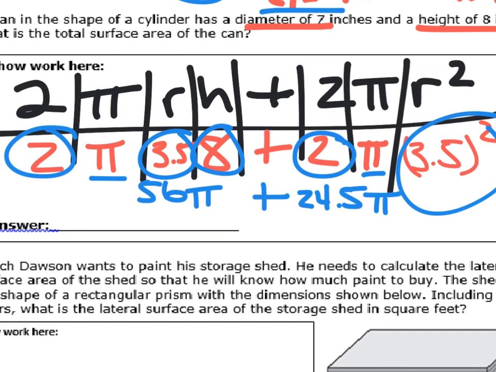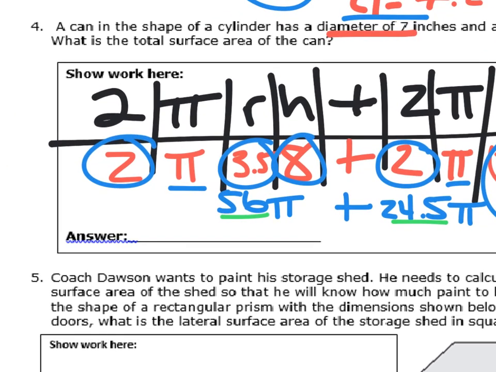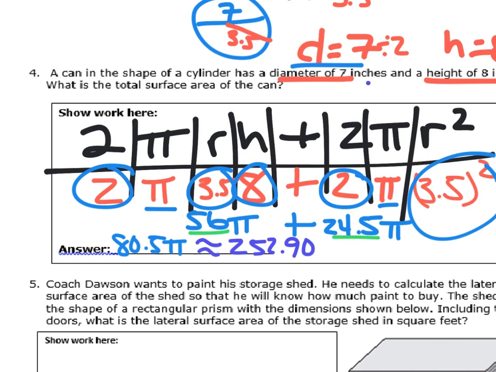56 pi plus 24.5 pi, so I'm just going to be adding these two coefficients, 56 plus 24.5, and I end up with 80.5 pi, because I still haven't done anything with the pi. So I'm going to go ahead and write it here for my answer, 80.5 pi, which is approximately 80.5 times pi. My calculator says 252.90. My units were inches, and we're talking about surface area, so inches squared.